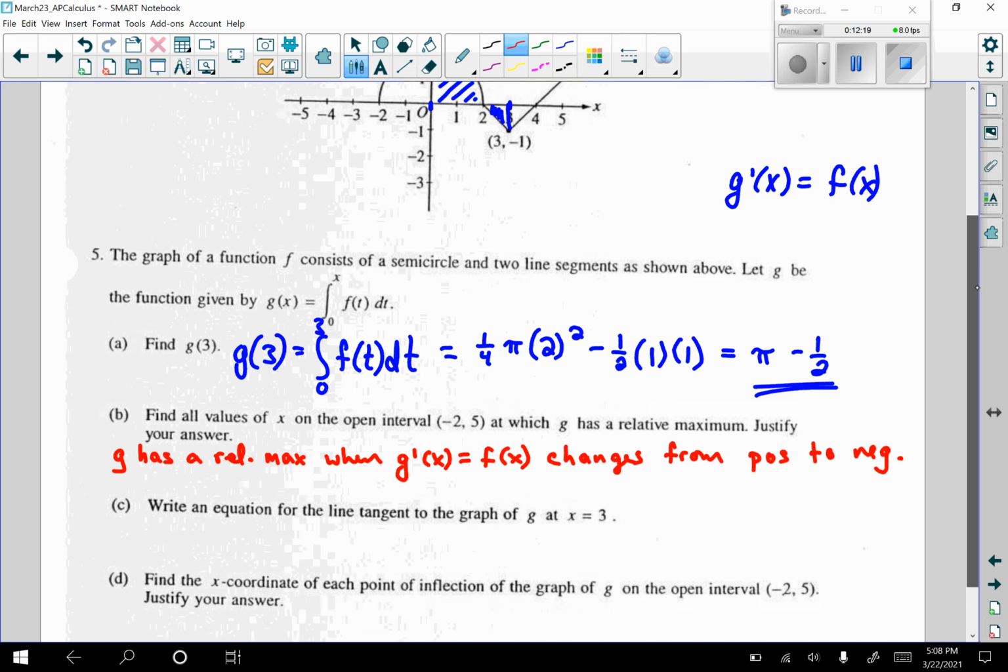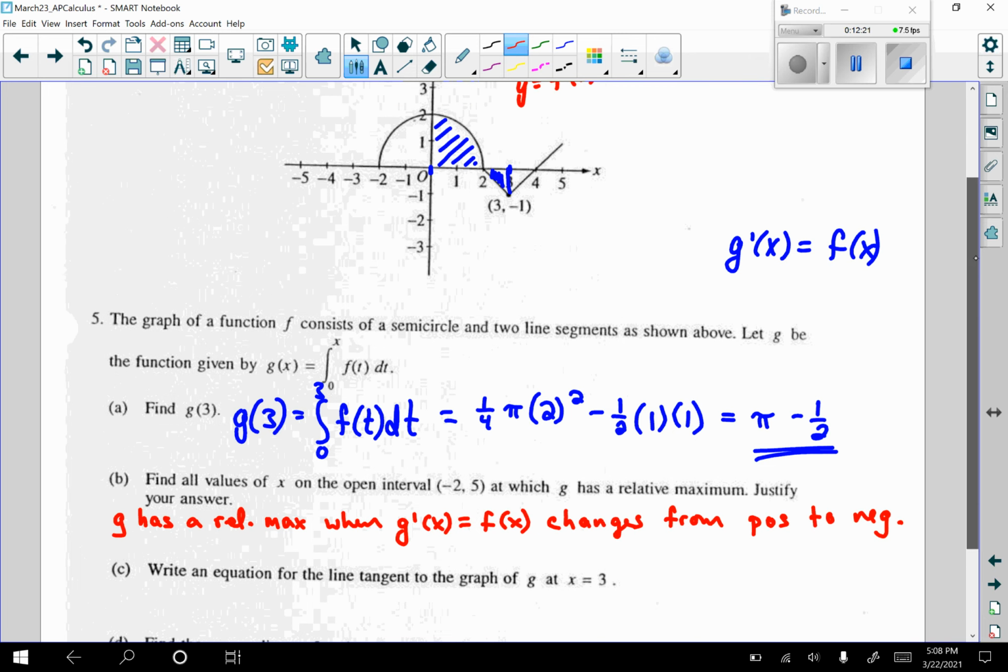So if we look at the graph, where g prime of x or f of x changes from positive, so everywhere up here, f of x is positive, and it changes to negative right at 2. So we would say this happens at x equals 2. So that would probably be worth 2 points, maybe 2 points for B.